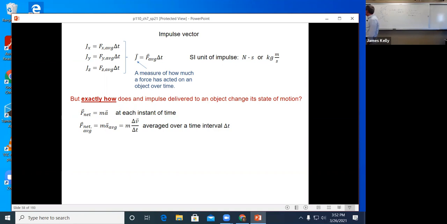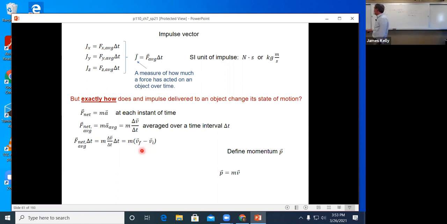Because I'm going to multiply both sides by delta t, because I want to interpret this side as an impulse, right? And F average times delta t is an impulse. So let's multiply by delta t on both sides and cancel the delta t in the numerator and denominator over there. And what we get is m times delta v, or m times v final minus v initial.